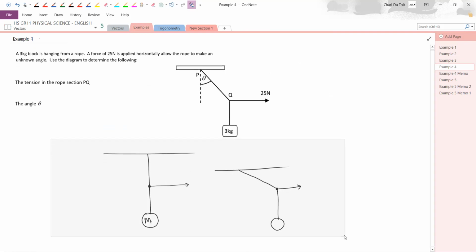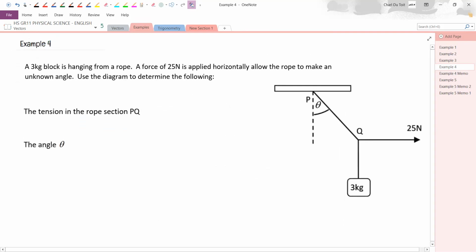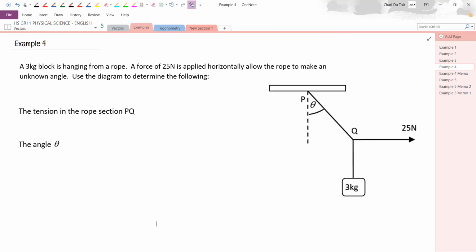A 3 kg block hanging from a rope. A force of 25 newtons is applied horizontally, allowing the rope to make an unknown angle. And they're referring to this angle here. Use the diagram to determine the following. First question: what is the tension in the rope section PQ? So I have a section of rope here, PQ. I want to know what that tension is.